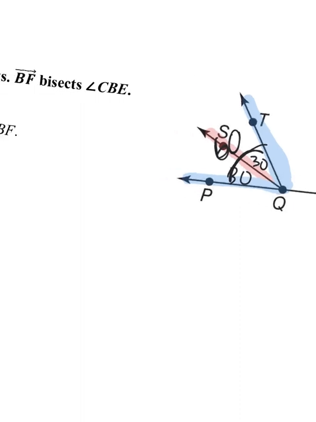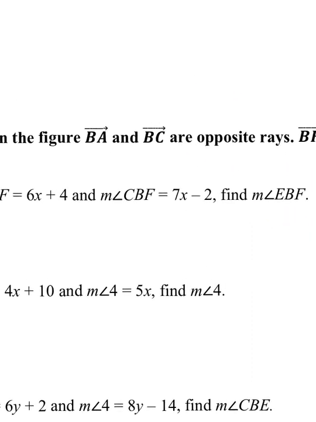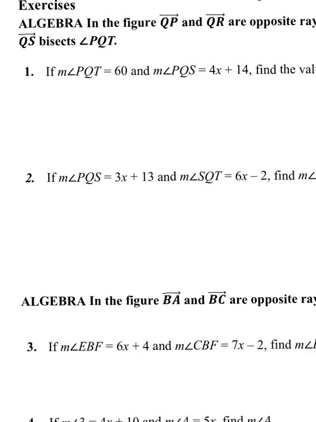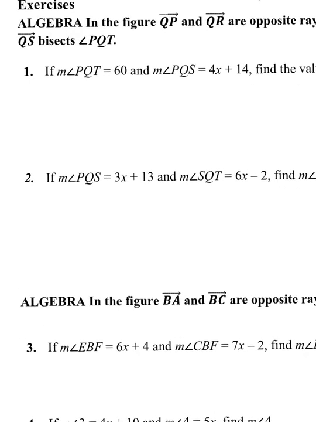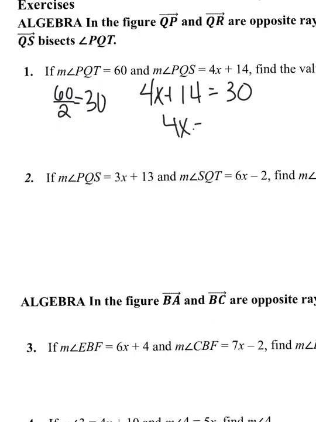Okay? So I'm going to go back in and solve. (4x plus 14) is equal to 30. And for those who didn't know where the 30 was, because it was an angle bisector, we did 60 divided by 2 equals 30. Okay? And now we just use our algebra skills to solve it. Subtract 14 on both sides. Divide by 4. And the question was solve for x, and we have now solved for x.